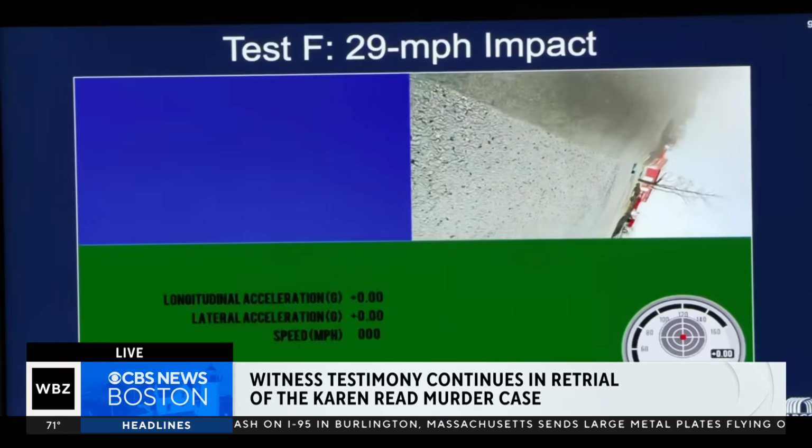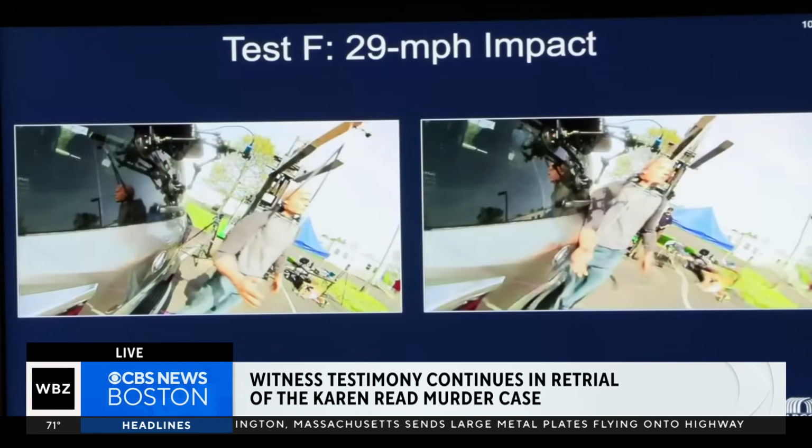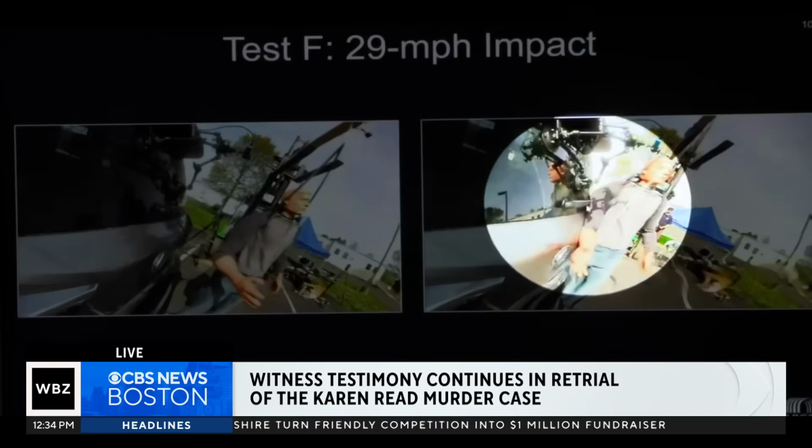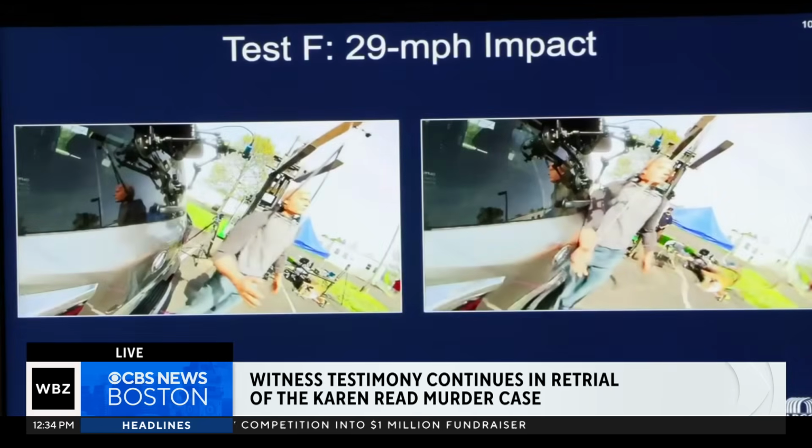Next slide, please. And what are we looking at in this? So these are extracted frames from that video you just saw from the data acquisition system. On the left here is just before contact between the test dummy and the Lexus. On the right is just at contact.